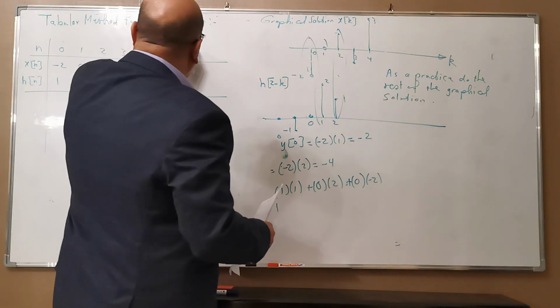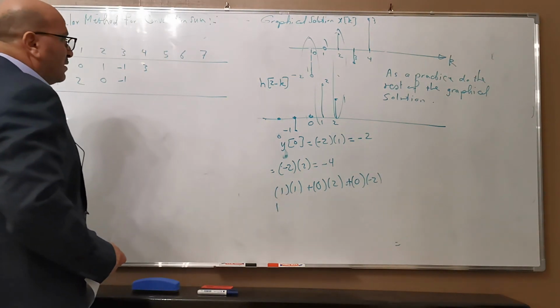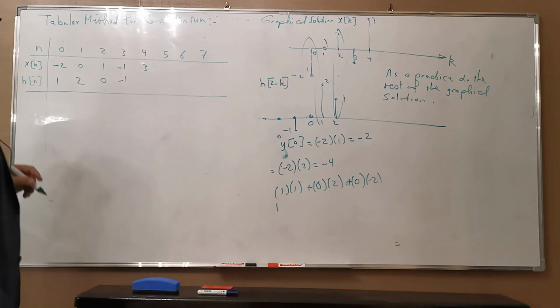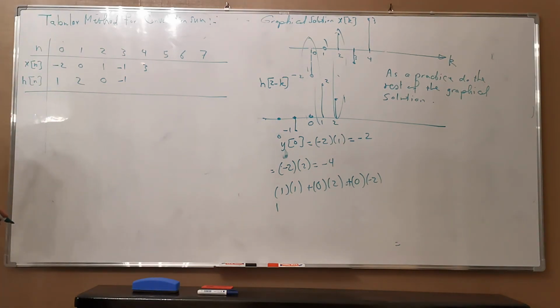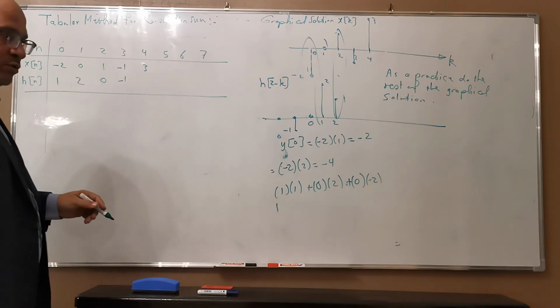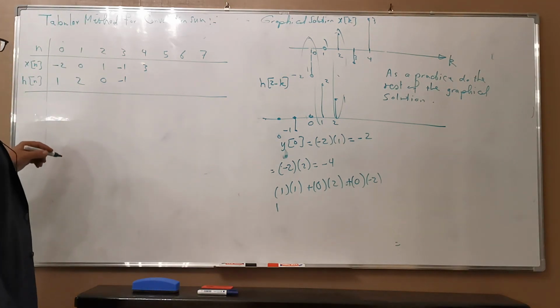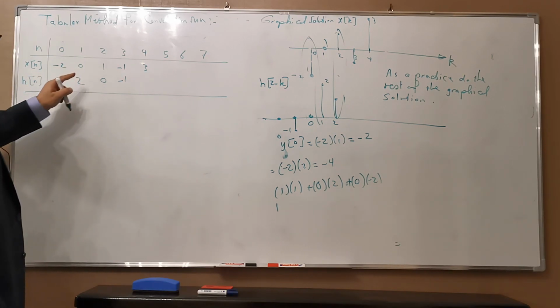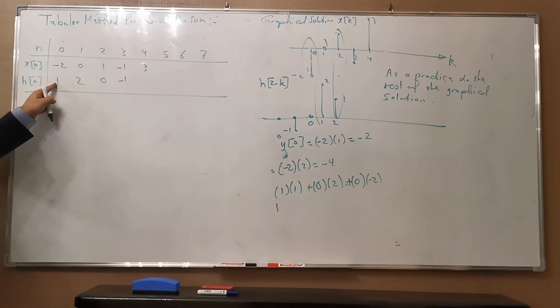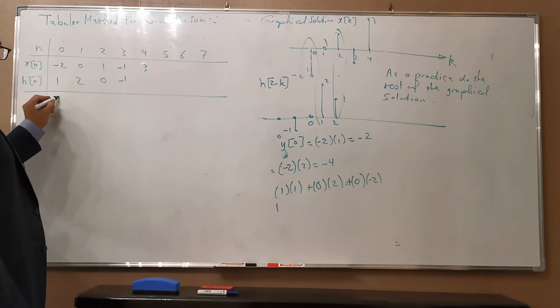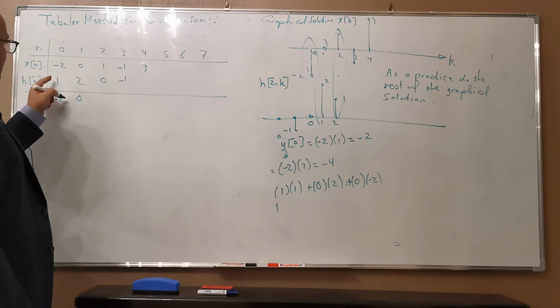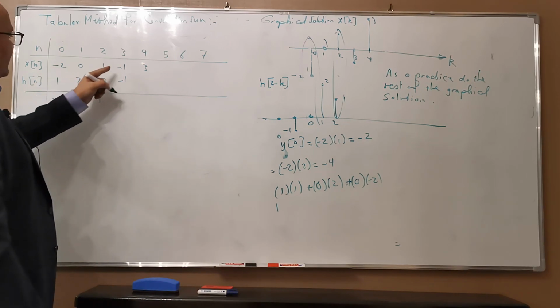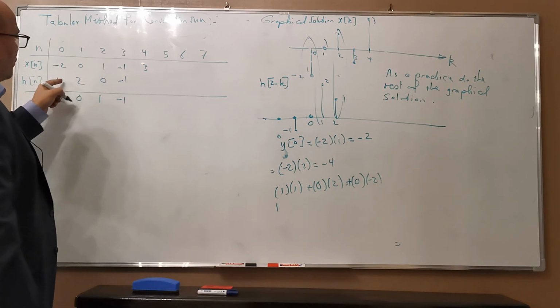Okay, and we put 7 here. It's an 8 element sequence. We'll do the multiplication as we do in our real life multiplication. I'm gonna take the first element, multiply it by x of n. So I'm gonna take the 1 here, multiply it by -2, 1 times 0, 1 times 1, 1 times -1, and 1 times 3.